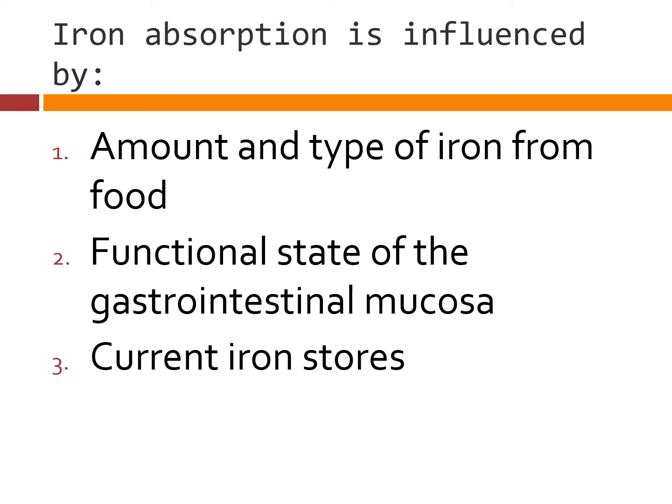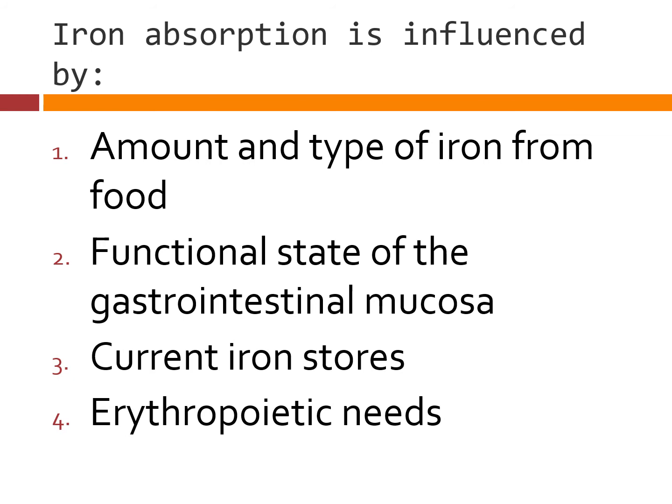Of course, the storage of iron in the body is primarily the ferritin. So it depends on the state of iron stores in the body, and erythropoietic needs. Okay, it depends on erythropoietic needs. So if we need to have more RBCs, of course we need also more iron. Okay, so again, it depends on the amount and type of iron from the food, the functionality of your gastrointestinal mucosa to absorb your iron, the current iron stores, and the erythropoietic needs.